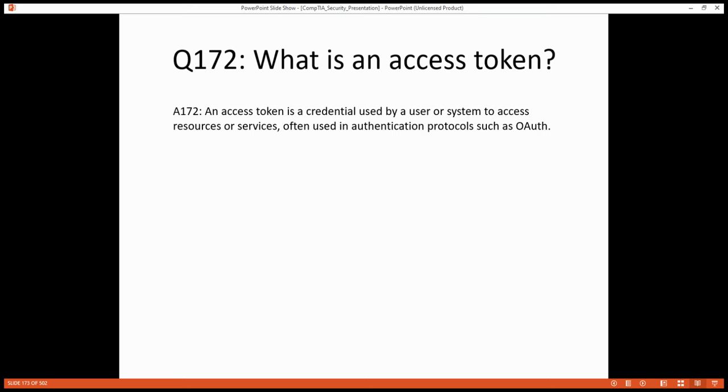Q172. What is an access token? A172. An access token is a credential used by a user or system to access resources or services, often used in authentication protocols such as OAuth.